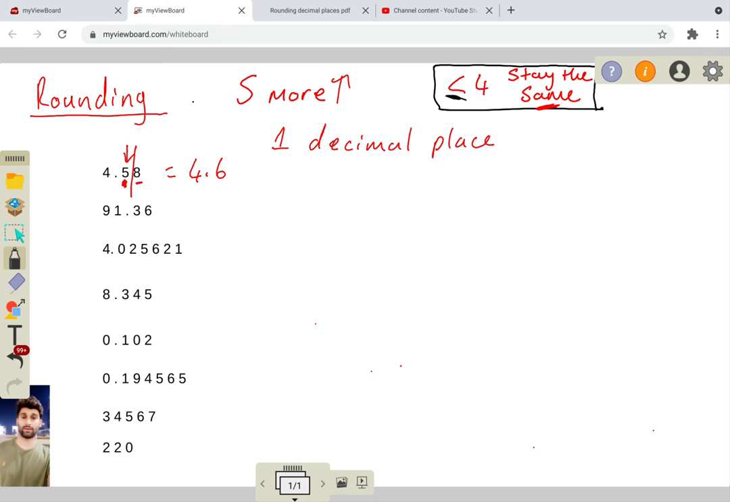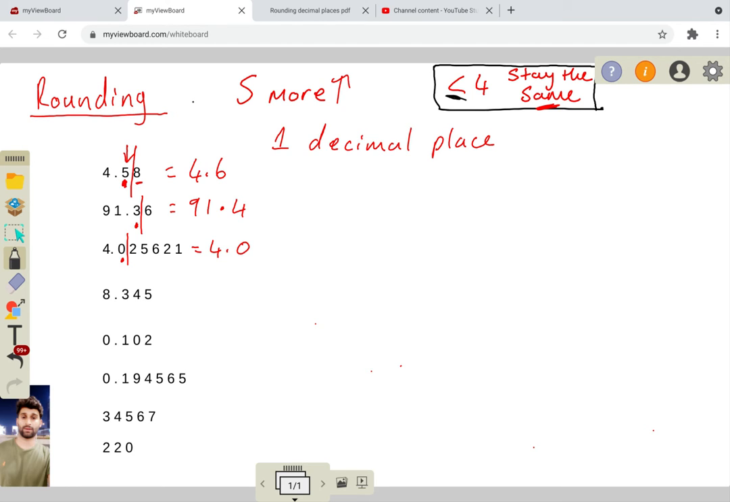Okay. Next, one decimal place. Count one number after a decimal. Draw a line. Look after the line. Is the number 5 or more? Yes, it is. So that 3 will turn to 4. So my answer is 91.4. Okay. Next, one decimal place. So one number after a decimal. Draw a line. Is the number next to the line 5 or more? No, it's not. So this 0 stays the same. So my answer is 4.0.